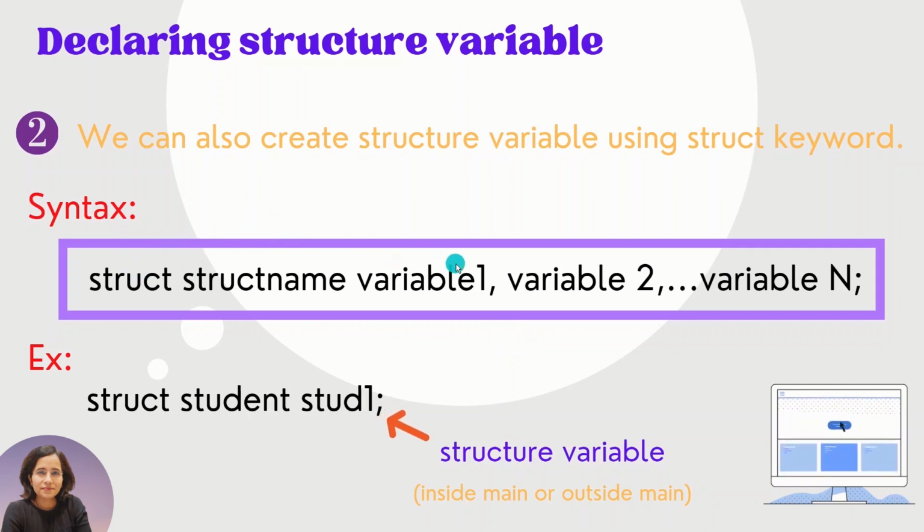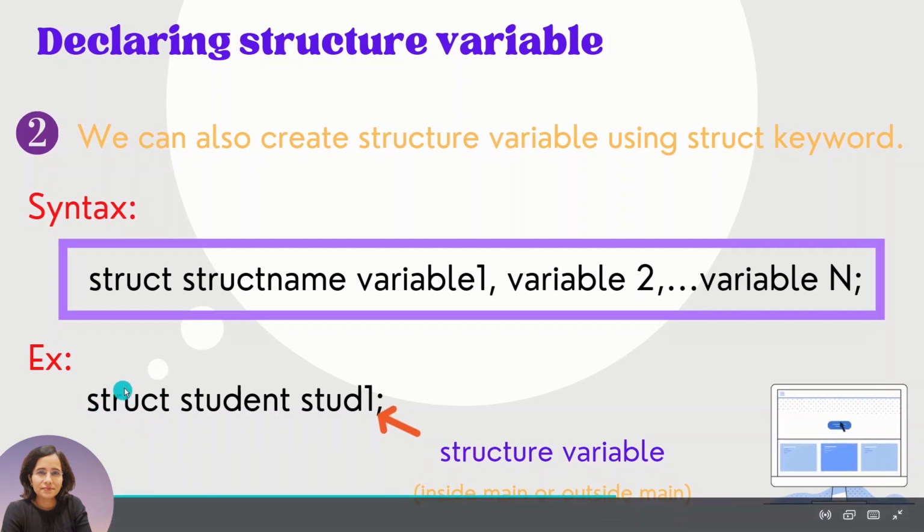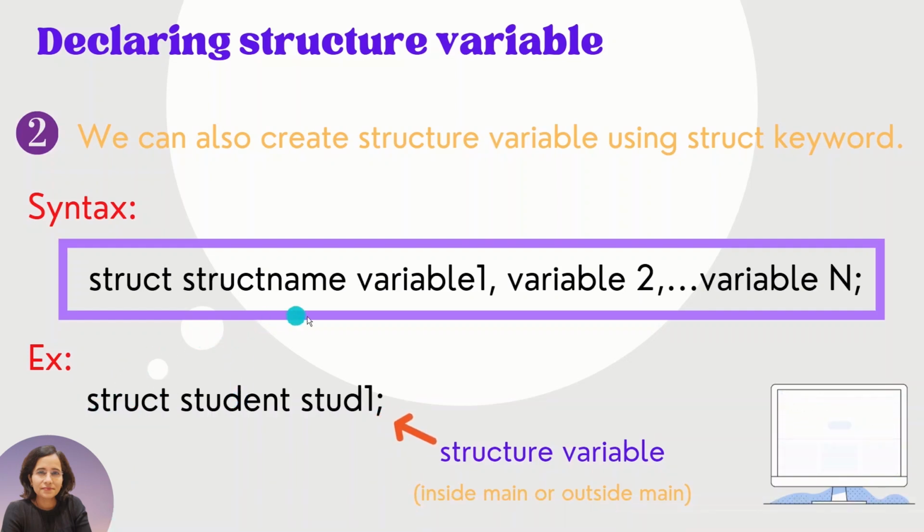So here is the syntax. First specify the struct keyword, then the structure name, and then the list of the variables. So consider this example. Here same student example I am going to consider. So write first keyword struct, then name of the structure, and this is again a structure variable. This I can declare outside the main as a global variable or even inside the main also.